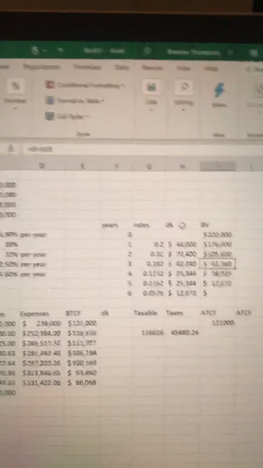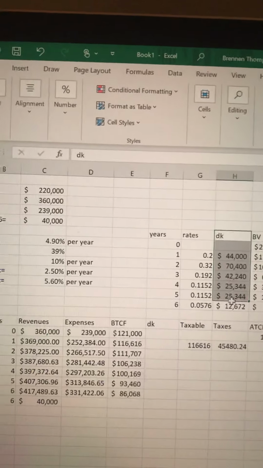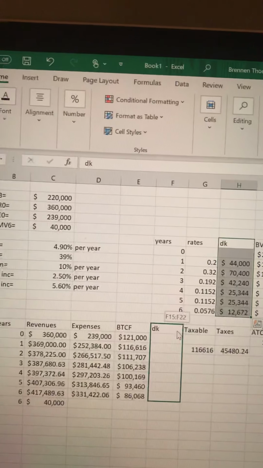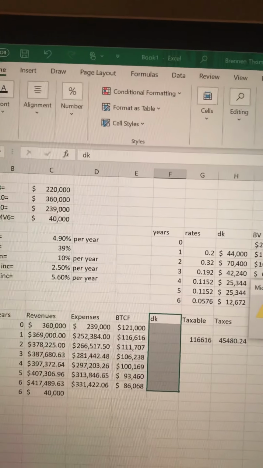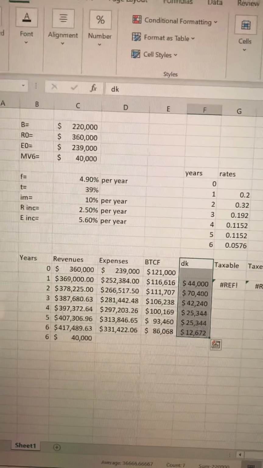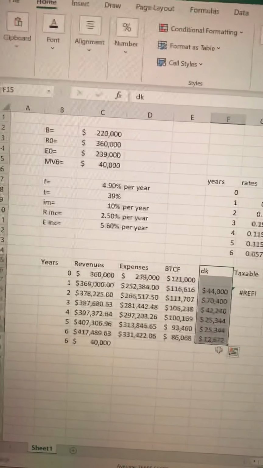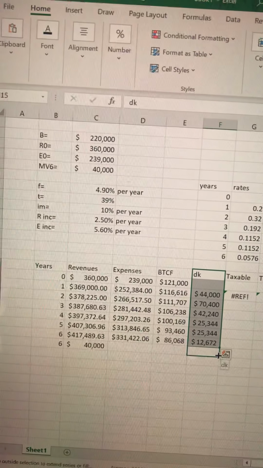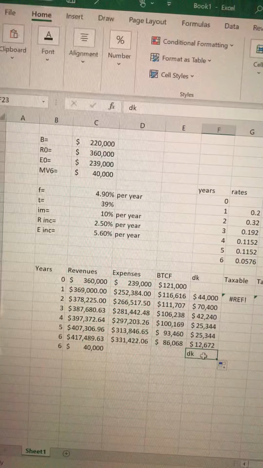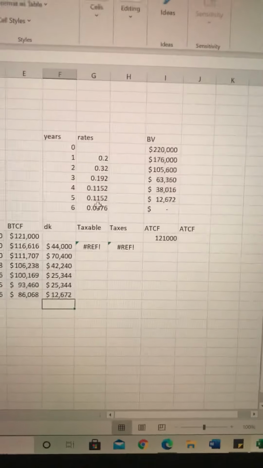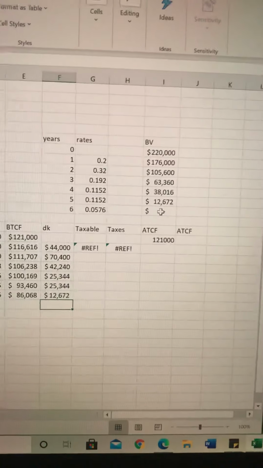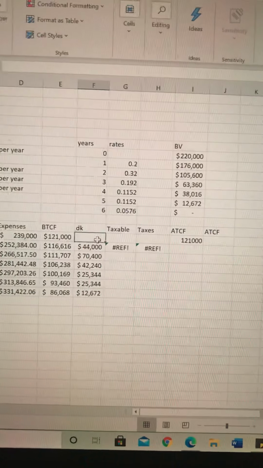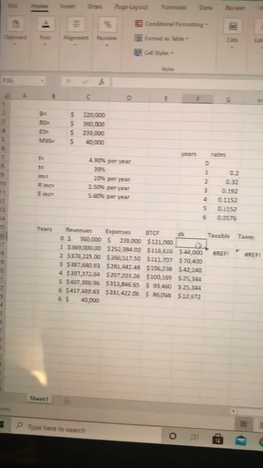So we can take these values and replace it. And as you see, there's no depreciation for year 6 because that's the end of the term. And there's going to be no depreciation for year 0.